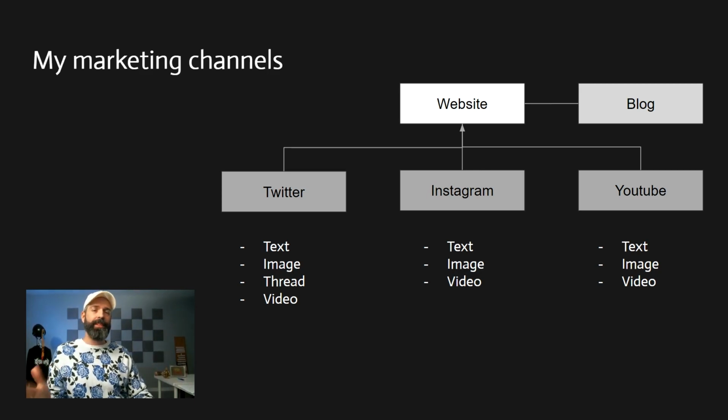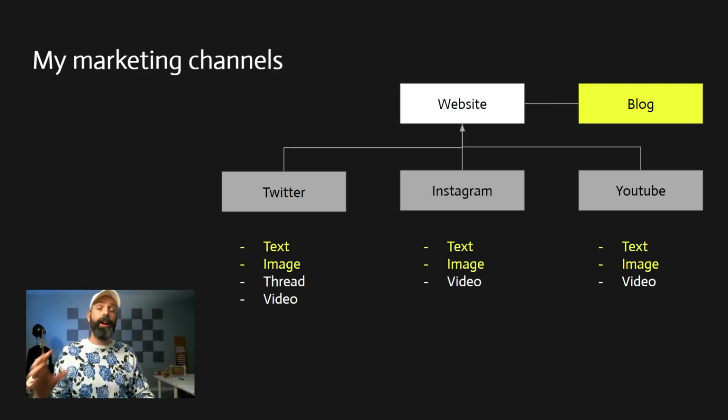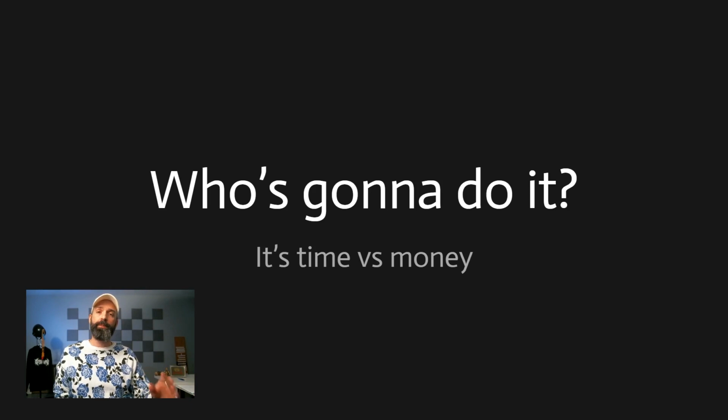So looking at my basic distribution plan, I'm noticing text, image, and video are kind of the main things going across the channels, and they can all be fed from a blog post. Now the question is, who's going to do it? And really, it's a time versus money equation.